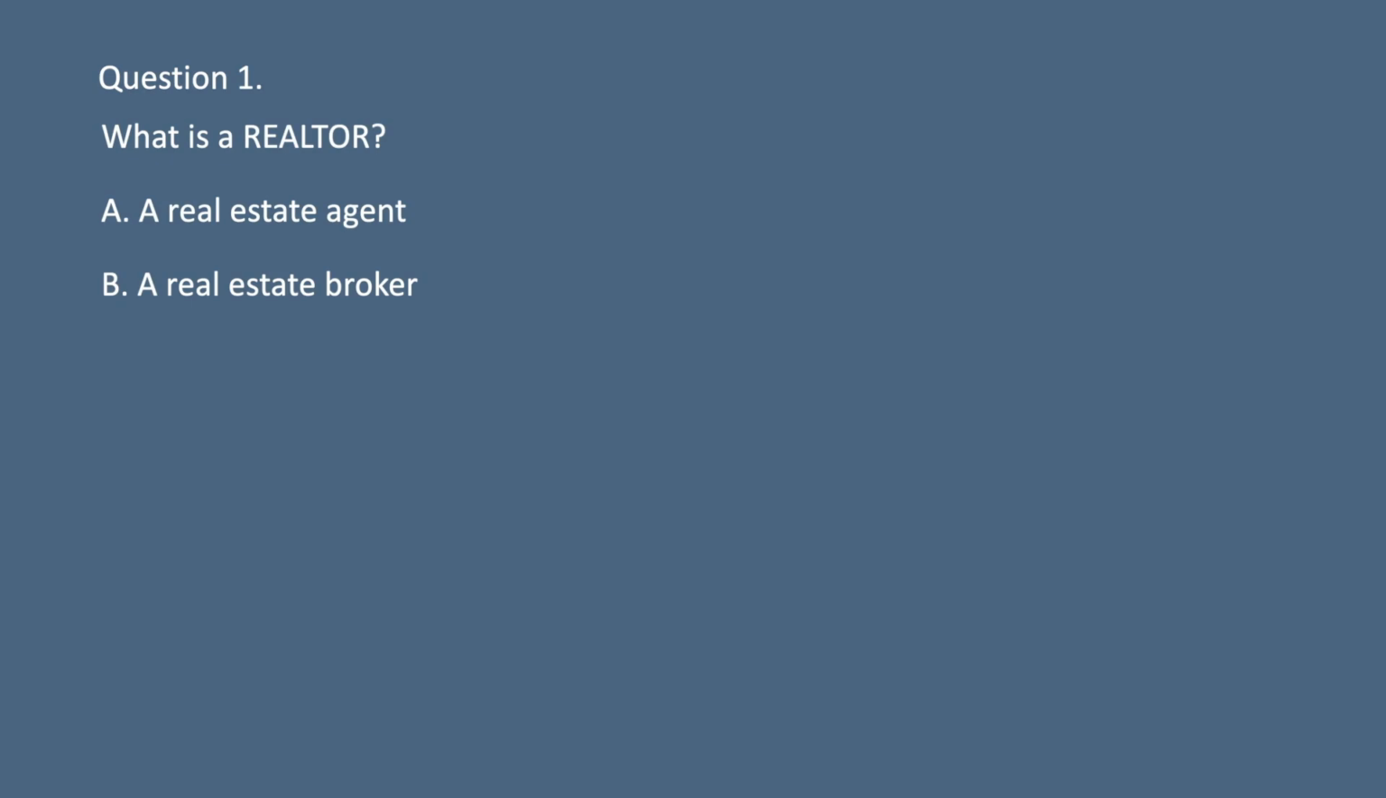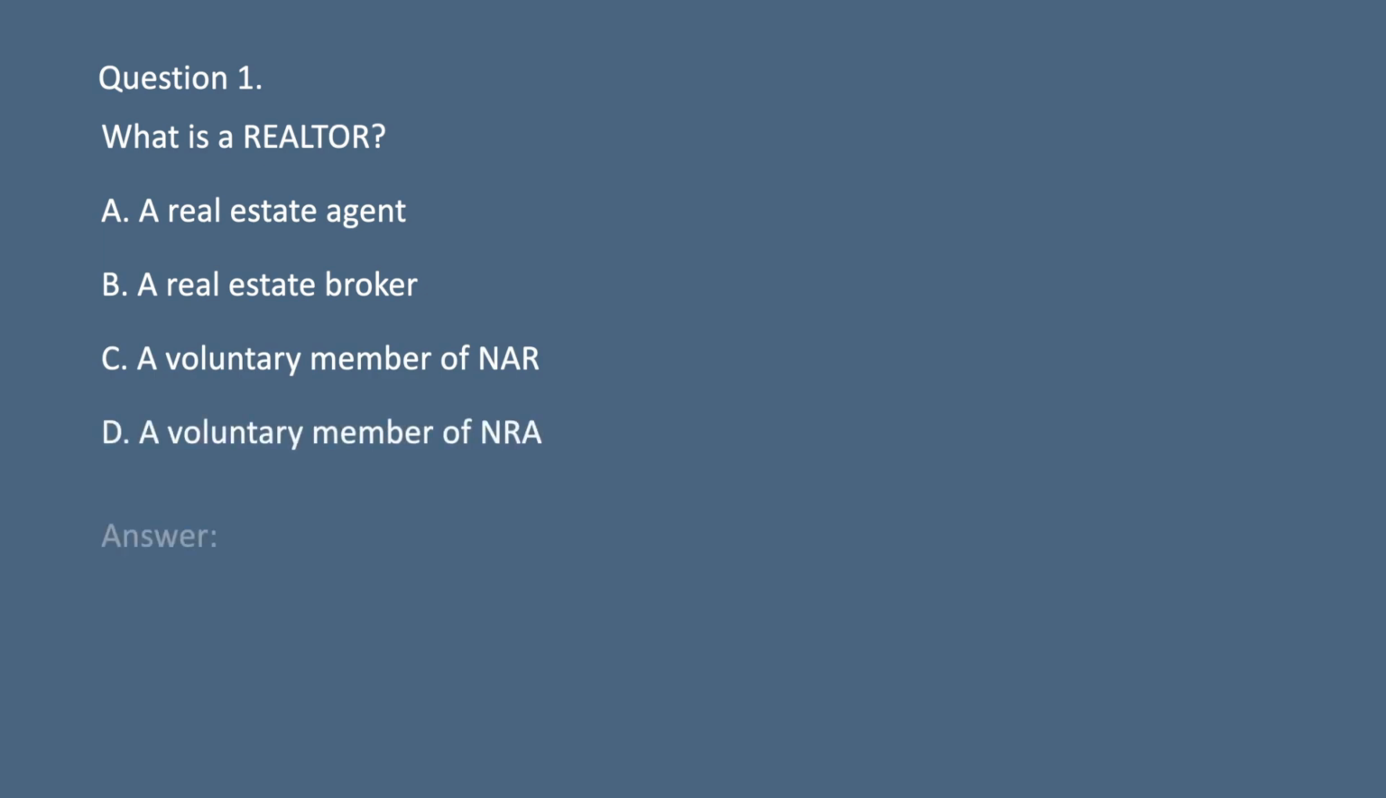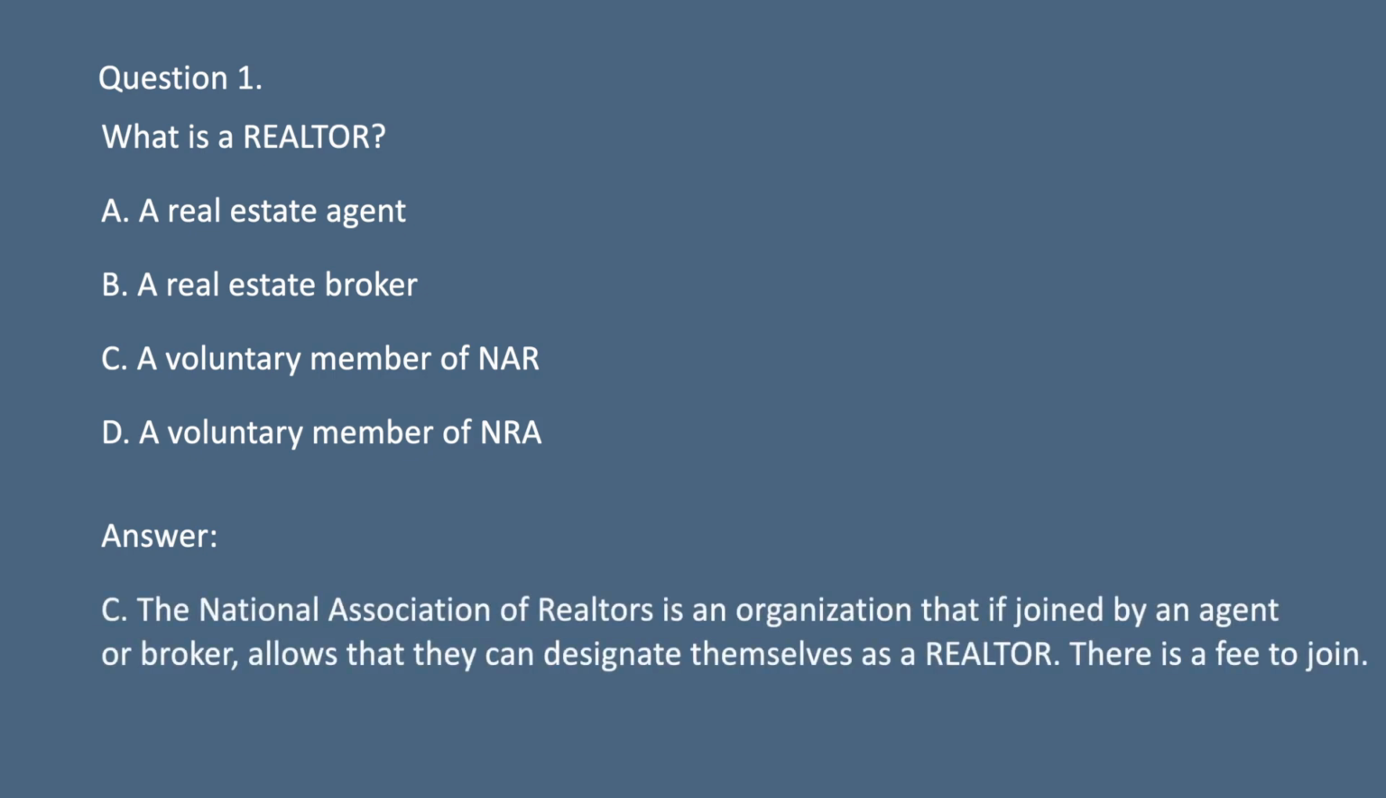www.realestateexamscholar.com. Question 1. What is a realtor? A. A real estate agent. B. A real estate broker. C. A voluntary member of NAR. D. A voluntary member of NRA. Answer: C. The National Association of Realtors is an organization that, if joined by an agent or broker, allows them to designate themselves as a realtor. There is a fee to join.